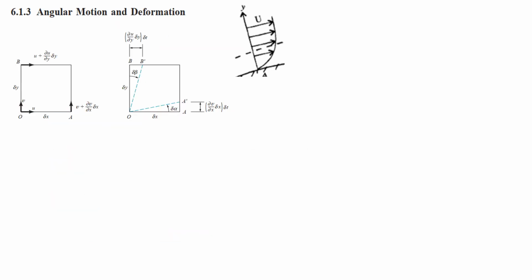So this is our angular motion and deformation. What we have here is the same fluid element, and now what is happening to this fluid element is that these two sides, OA and OB, are going to rotate. This is the u velocity of this fluid element, and this is the v velocity of this fluid element.